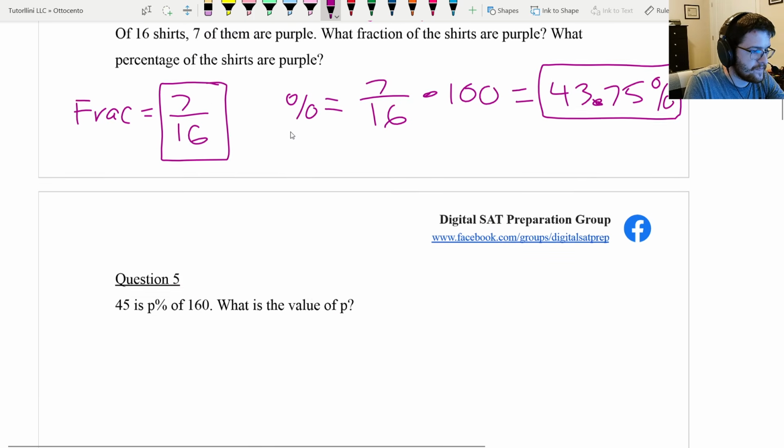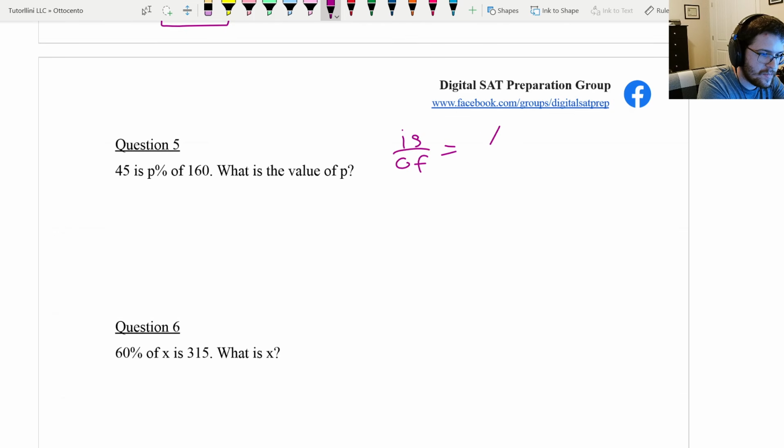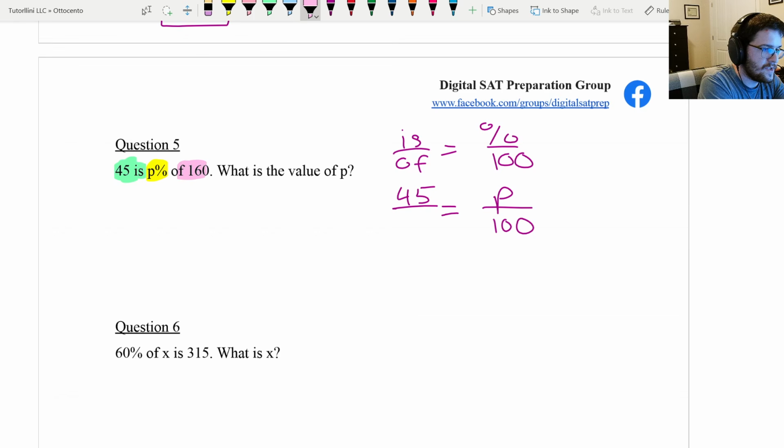Very good. Okay, for this one, we're going to do is over of equals percent over 100. Next to the percent is P. Next to is 45. And next to of is 160. So I'm going to put that here.